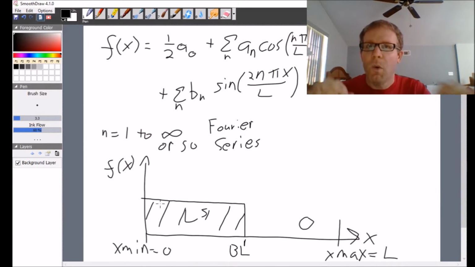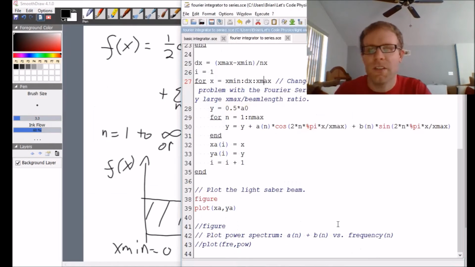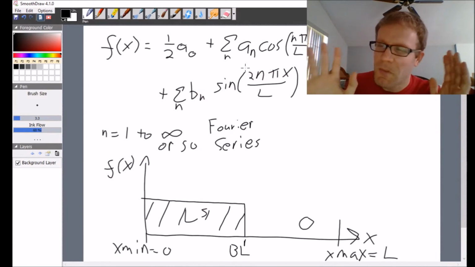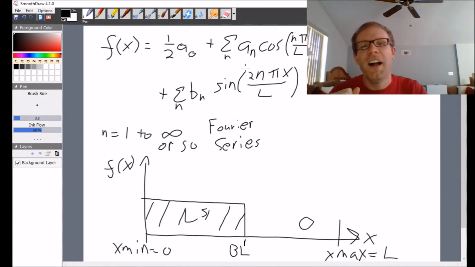So when we graph this, what we should see is a pretty flat line that goes out to the beam length, which is 1 in this case, and then nothing for the rest of the screen. Cool. And so for each x value that we're looking at, we've got to evaluate the summation, right? So this summation, you've got to evaluate an infinite number of terms. So remember, 50 is infinite for today.